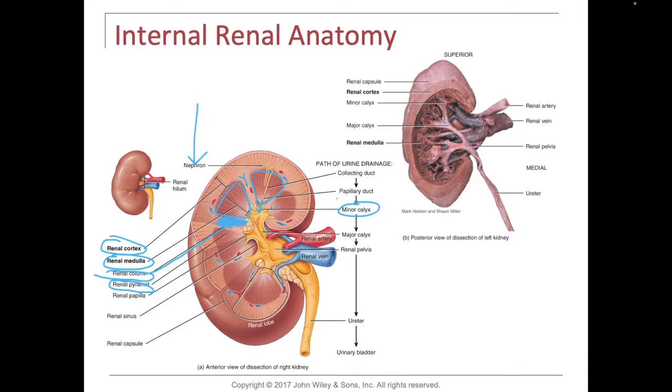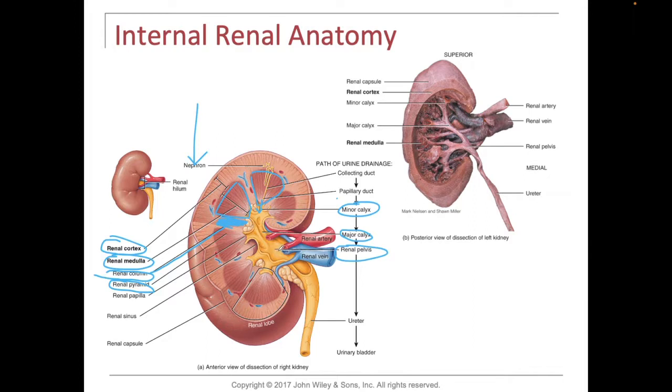Then let's say this minor calyx and this minor calyx dump into a larger opening, right? Think of it as three different funnels that lead into a larger dilated area. A minor calyx is going to lead to a major calyx. And now the major calyxes, you're going to have several of them that are going to dump into a more dilated part called the renal pelvis.